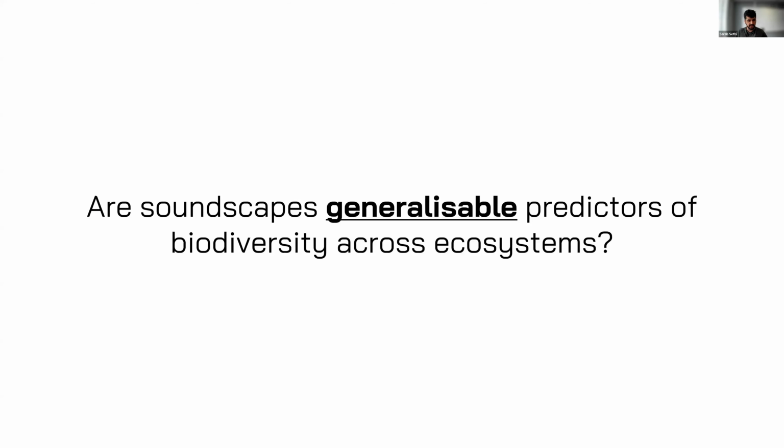Okay, so we've looked at the ecosystem level, we've looked at the species level. Now, I guess the question is, do any of these methods generalize across ecosystems? Like, can we pick up a model that was trained on soundscapes in site A and take it to site B and use it to predict the same thing?